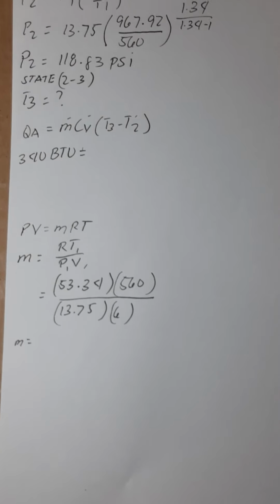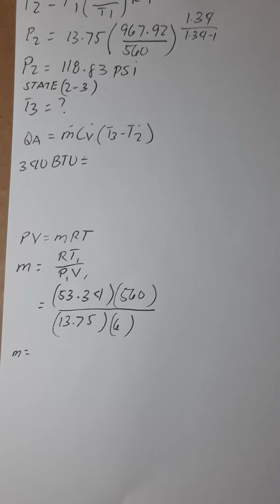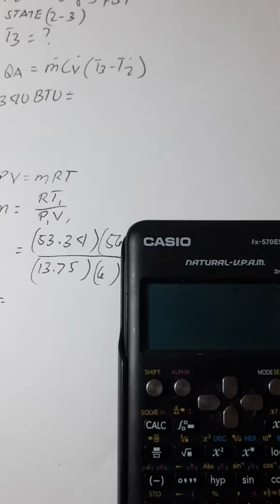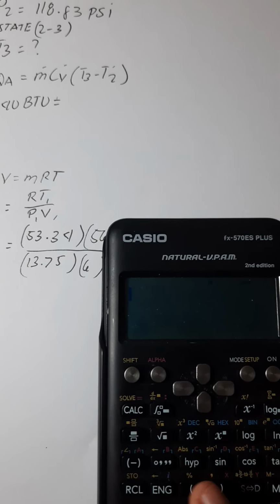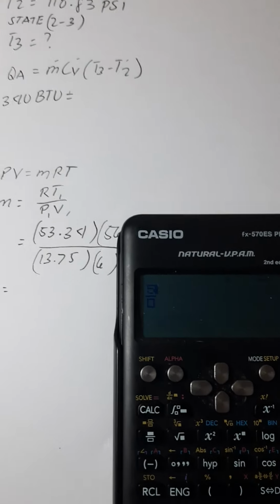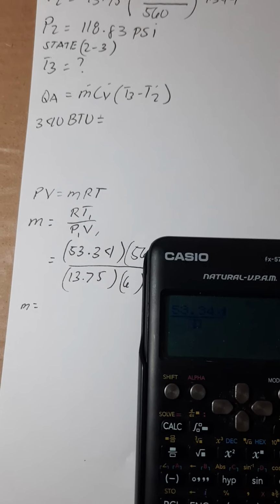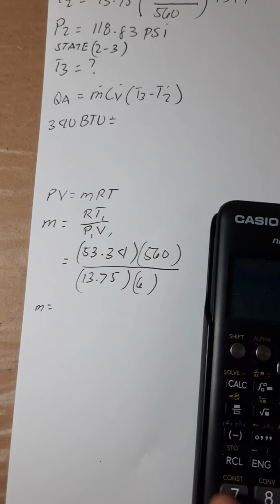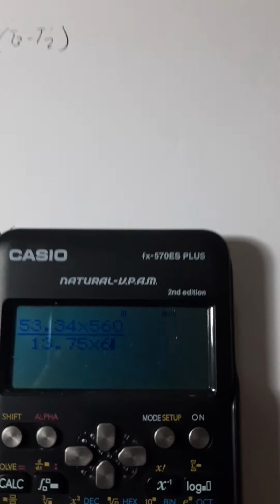So itutuloy ko lang kasi masyado nang mahaba yung isang video. So nandito na tayo sa mass. So compute lang natin: 53.34 times 560 Rankine over 13.75 times 6.